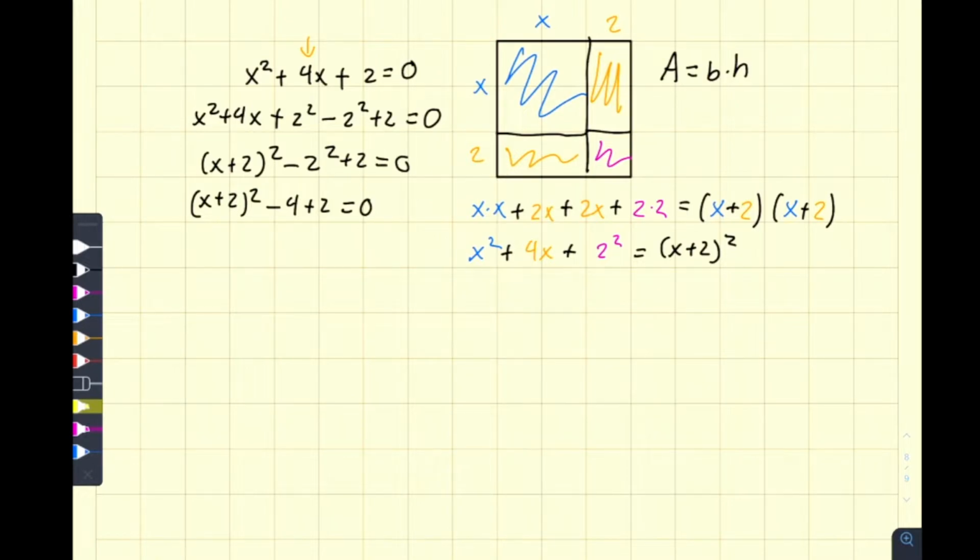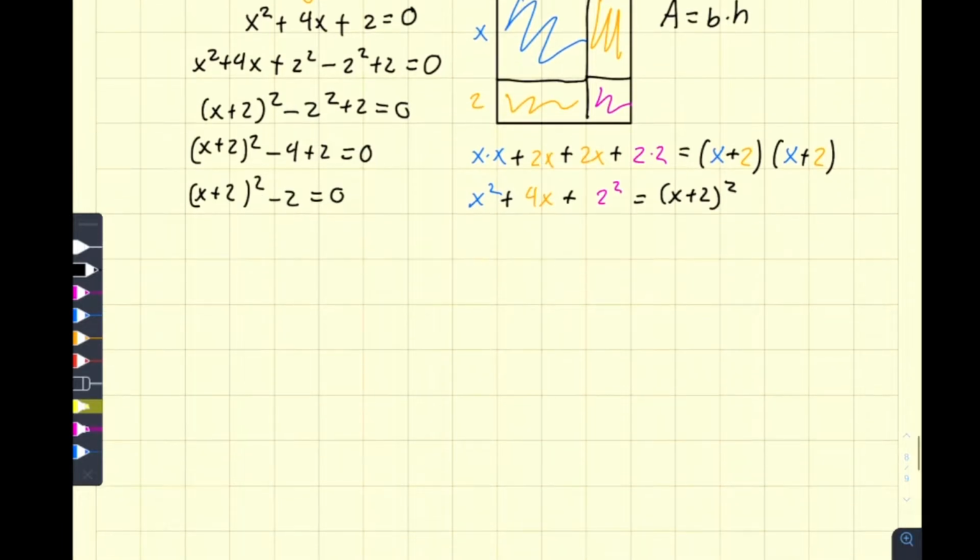And going through the steps, this will be x plus 2 squared minus 2 equaling 0. And now we can move the 2 to the other side, because ultimately we want to isolate this x here. So then this would be x plus 2 squared equaling 2. And now we can find the square root of both of these. So then this will be x plus 2 equaling plus or minus the square root of 2.